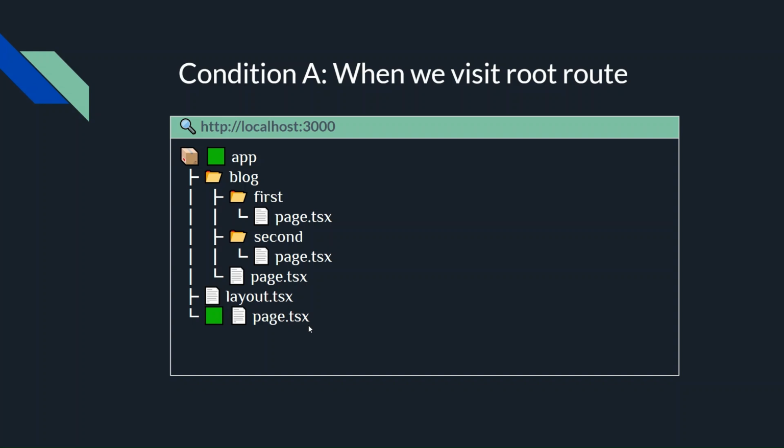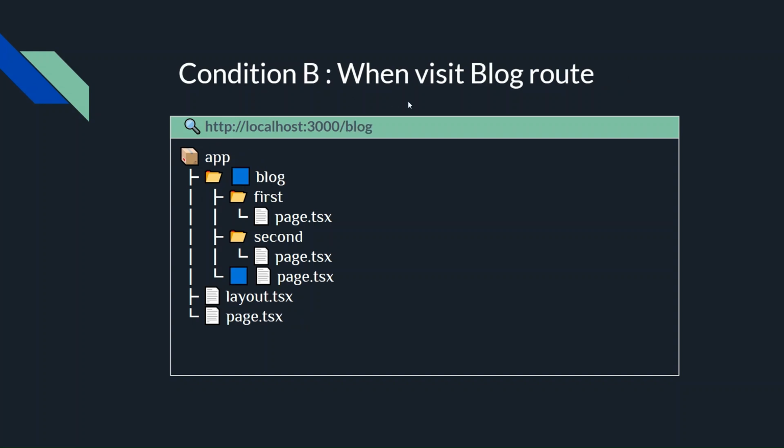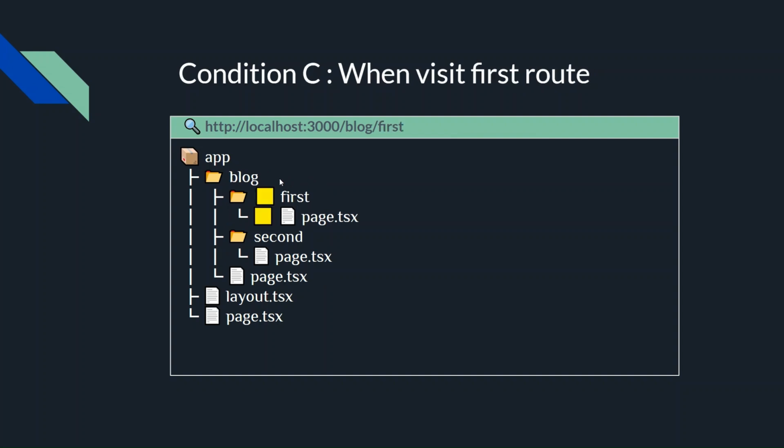After that, condition B is when we visit the blog route, like the URL http localhost 3000/blog. The blog folder and the page.tsx bound to it will be activated, and we will see the blog page. After that, we visit localhost 3000/blog/first, in which the first folder and the page.tsx bound to it will be activated, and it will show the first blog page on the visited URL.